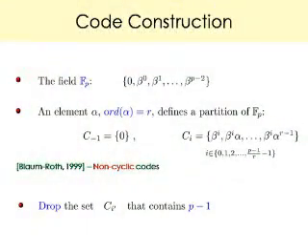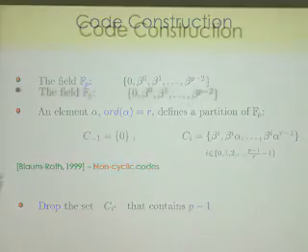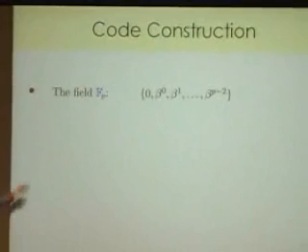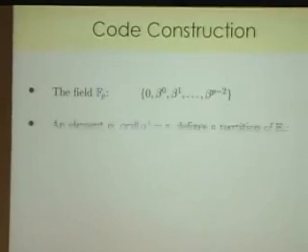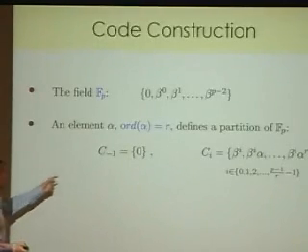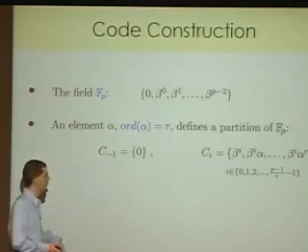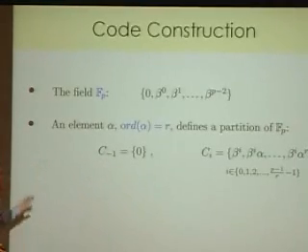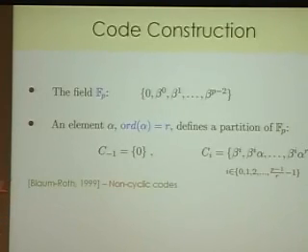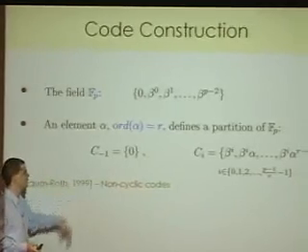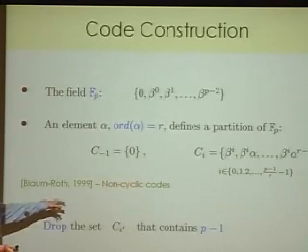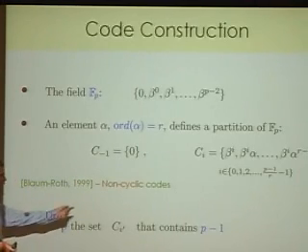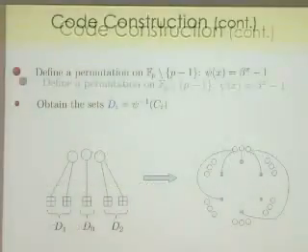Now, just an idea of the construction. We take the finite field of size P. We partition it. We use a generator for this field. The way we partition it, we take some element of order R in the field, and we get a partition. All the field elements are partitioned into groups. Now, this idea was used to construct non-cyclic codes. What we do is we take a different route from here. We drop one set of this partition, the set that contains the element P minus 1.